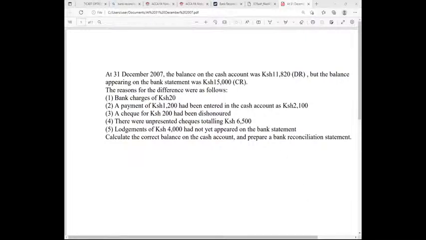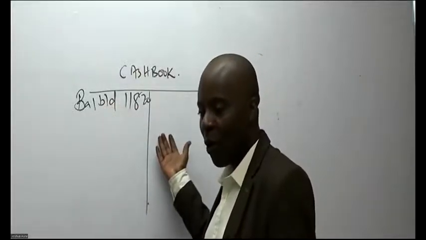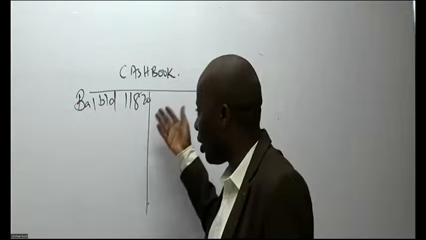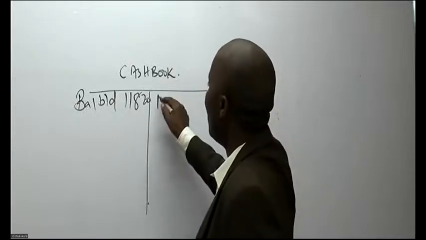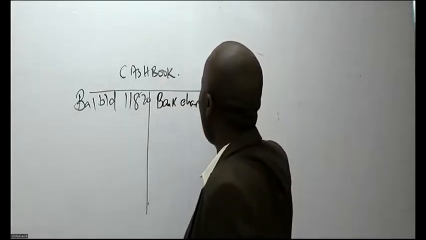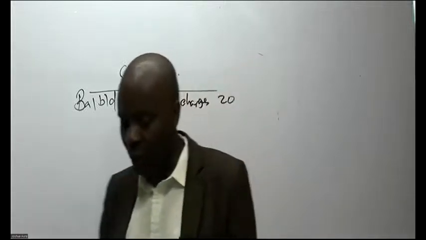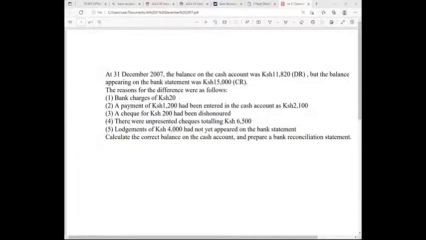You know, bank charges, ladies and gentlemen, are not here yet, and I know it's a cash outflow. So now that I've gotten to know about them, I need to come and update my cash book. So we have here bank charges of 20 bob. And then we get the next one: a payment of Kenya shillings 1,200 had been entered in the cash account as 2,100.